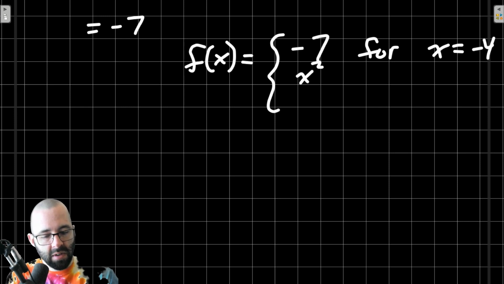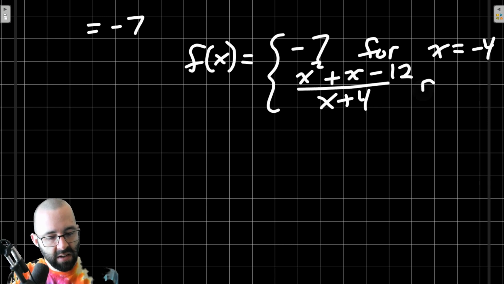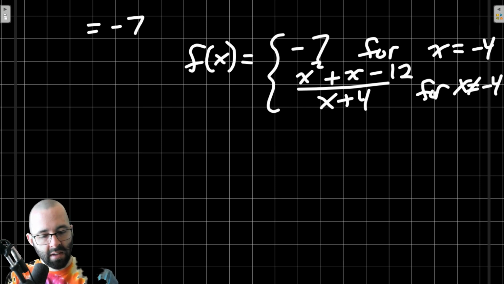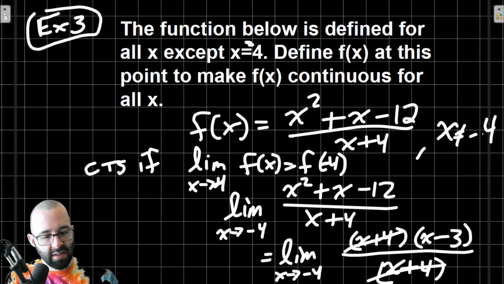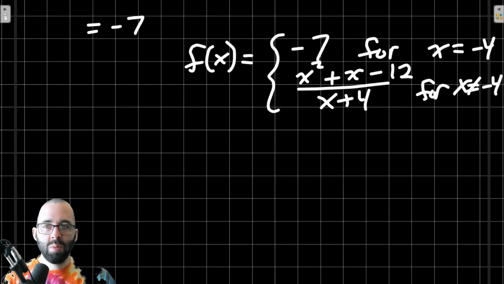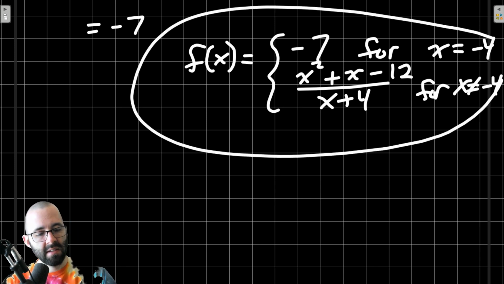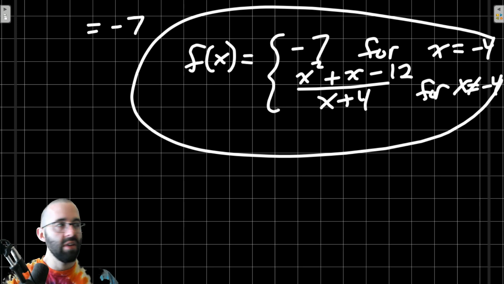Otherwise, it's going to equal the original thing that we had before, I believe was that, for x not equal to -4. Let me just double check that that is the same function. x squared plus x minus 12 over x plus 4. And now this is continuous for all x. So we've turned something into a piecewise function. And we've made it continuous, right?